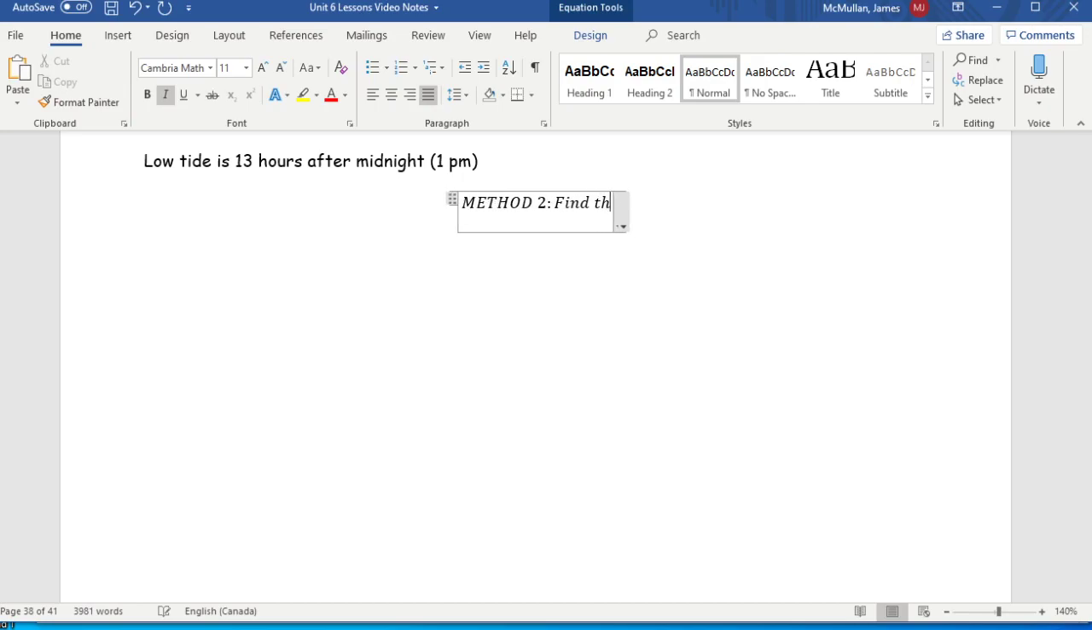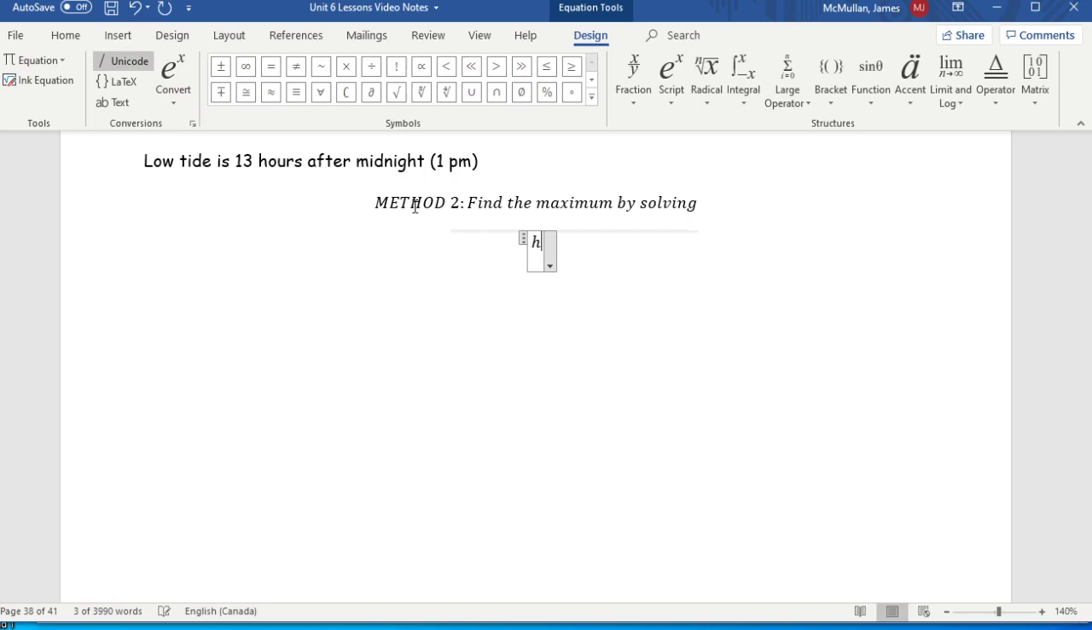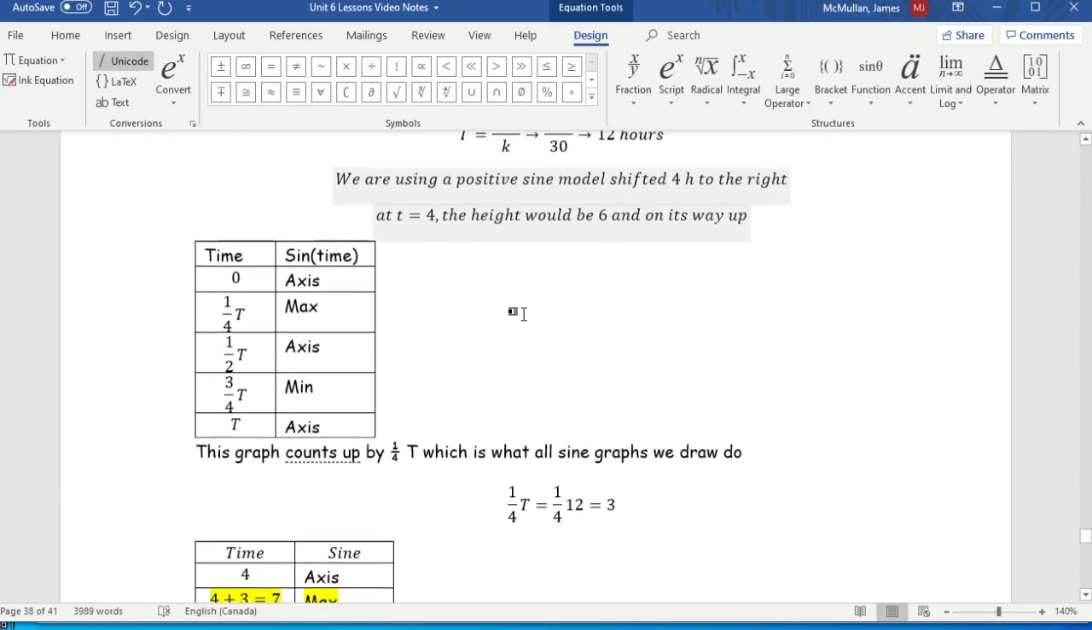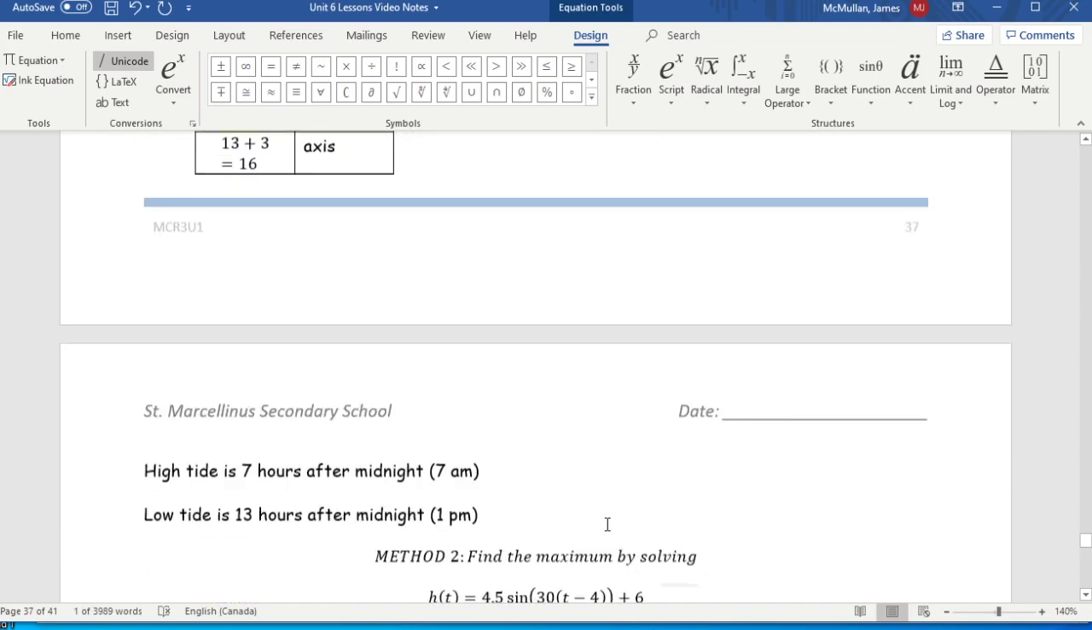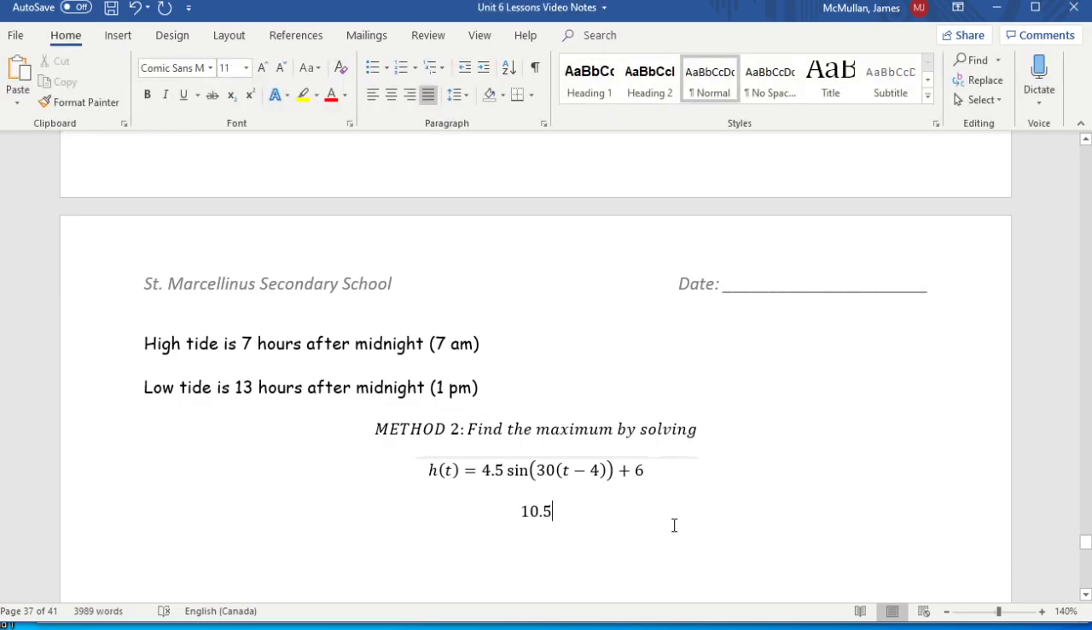Method 2, find the maximum by solving. So h of t is 4.5 sine 30 times (t minus 4) plus 6. Okay, and we know that the maximum is 10.5, I think. That's what I said the max was? 10.5. So let's set our function equal to 10.5 and see what we get.